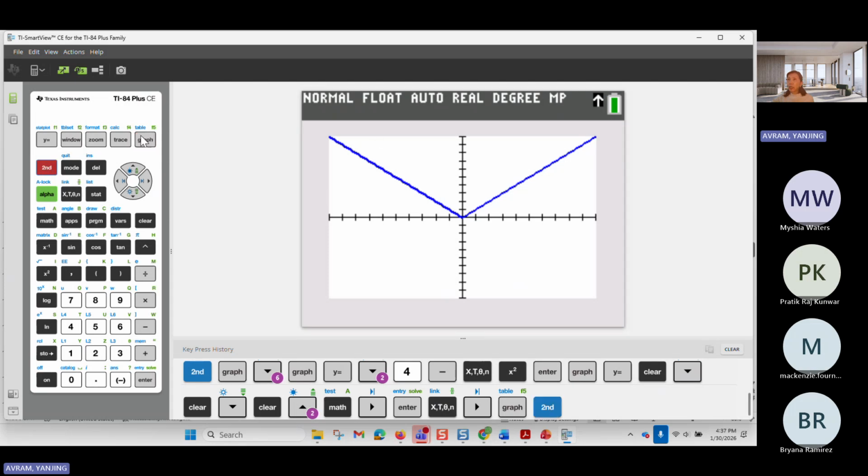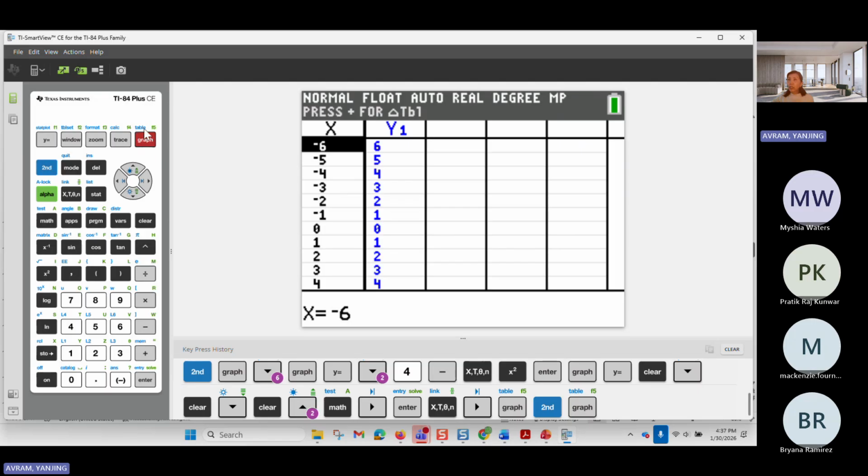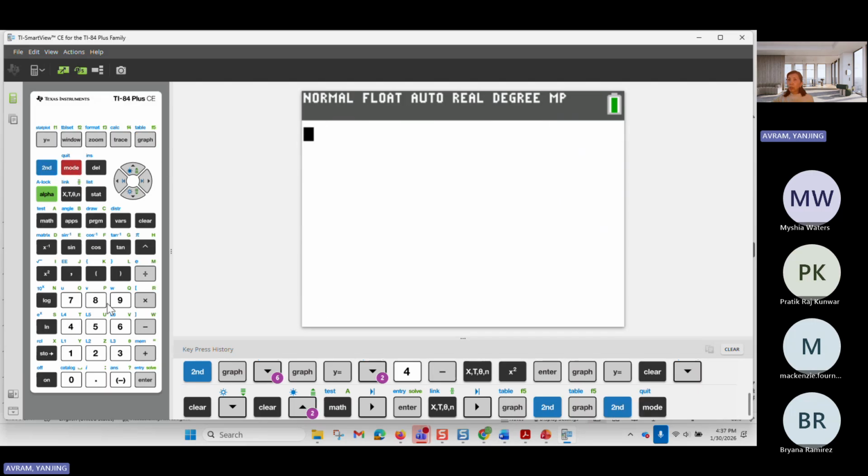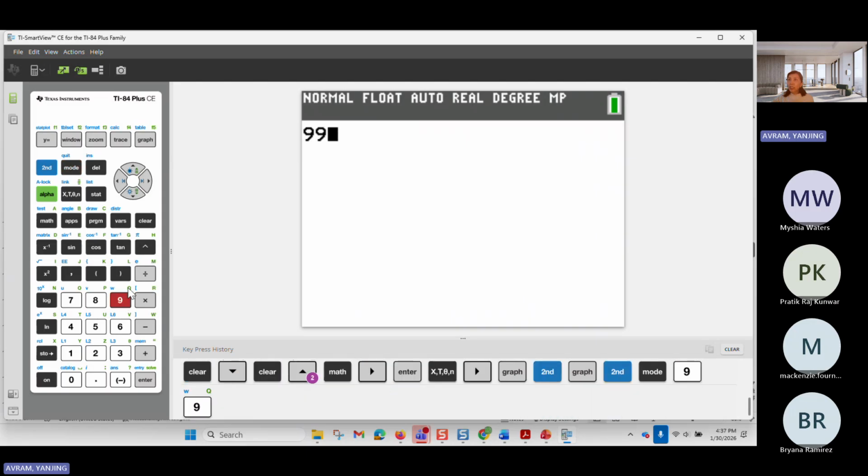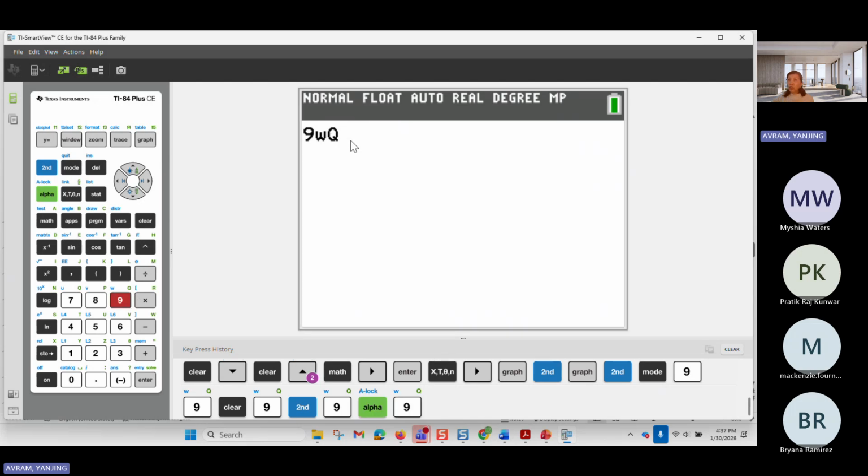And you go to the second graph, which will be the table. Anything you want in the blue color, you have to hit the second first. Okay, anything you want in the green color here, you need to hit alpha. So let me just give you an example, right? If I hit just 9, I will get a 9. If I hit second 9, I will get this blue one, W. And if you want to get this green one, I will have alpha 9, so I will get a Q in here. So you can see each button has 3 functions, right? And then you pair with second and alpha.